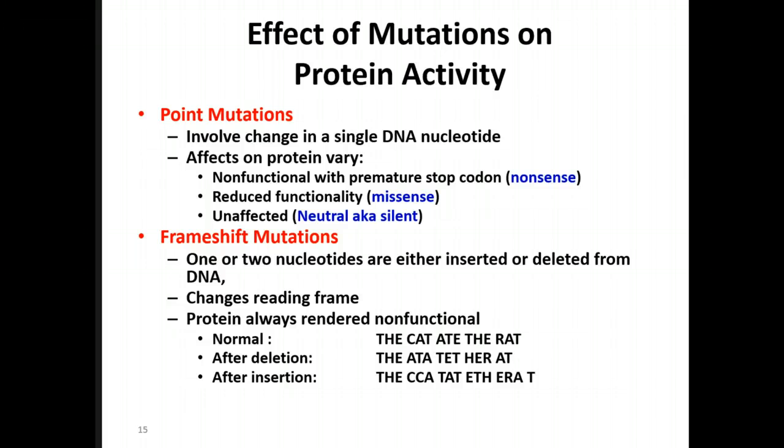You can also have what we call frame shift mutations. This is a situation where you have a point mutation, which would be a single nucleotide addition or deletion, or possibly 2 nucleotide additions or deletions. When 1 or 2 nucleotides are either inserted or deleted from DNA, the reading frame will change. Remember, the ribosome moves along the messenger RNA, reading the nucleotides and the codon in sets of 3.